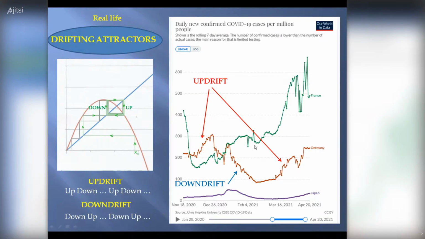Here, following the French curve, you have a down-up pair because we are slightly decreasing. Then you have an increase here. You have up, down, up, down, up, down. In the case of Germany, you have an increasing drift here, up, down, and so on. A decreasing one here, down, up, down, up. This is not always obvious, but I'll speak of that in a moment.